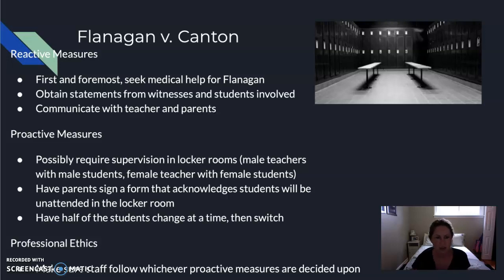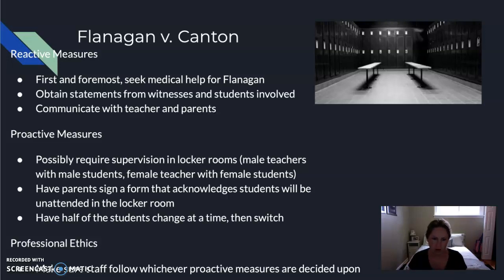Some proactive measures: possibly require supervision in locker rooms. This I think is an interesting debate as well, because male teachers need to be with male students, female teachers need to be with female students. However, according to various district policy, should there be two adults in the locker room, that kind of thing. So another possibility might be to have parents sign a form that acknowledges students will be unattended in the locker room. It's kind of up to the district as to what they think is more safe.